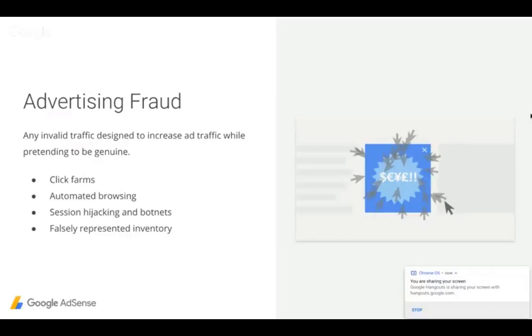Then there could be falsely represented inventory, in which case users are trying to portray themselves as good quality users when they are not, or sometimes sites can be claiming themselves to be a completely different site altogether. So as you can see, advertising fraud is just a small subset of invalid traffic, and it is a very broad problem. Hence, our ad traffic quality team is completely dedicated to fighting the broader problem of invalid traffic. We understand that maintaining a high quality network is vital for the sustainability of this business, useful for the users, advertisers, and publishers.